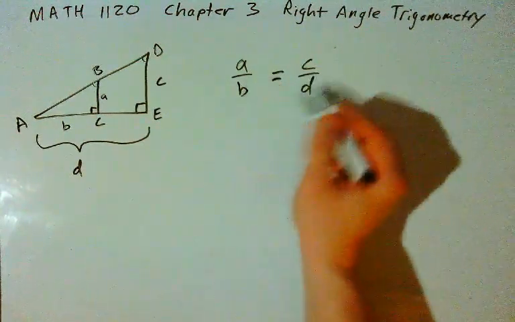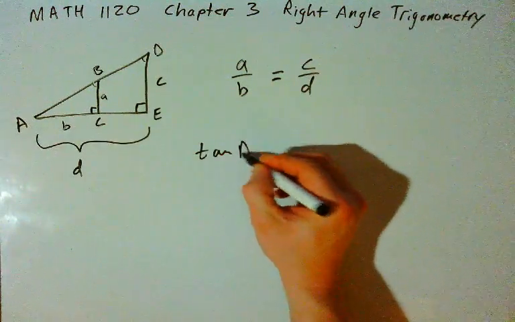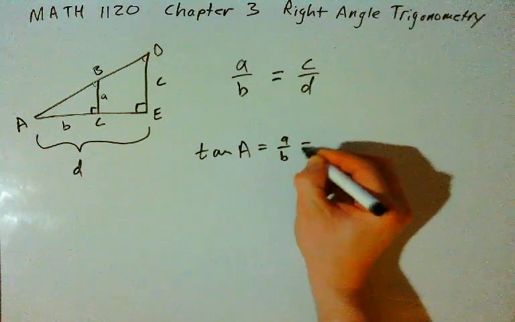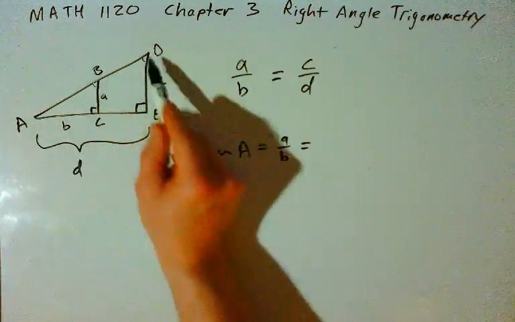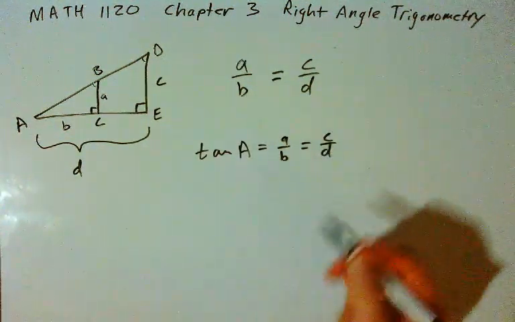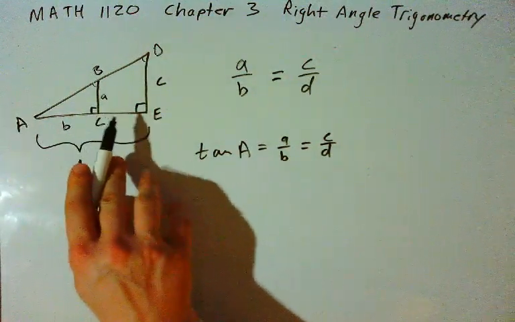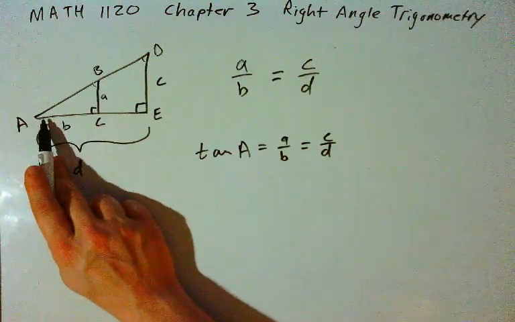And so these ratios are the tangent of A. The tangent of angle A for the small triangle is A over B, and that is going to be equal to the tangent of angle A for the big triangle, which is going to be C over D. And so what this relationship means is that it does not matter how big or small the triangle is, all that really matters is what the angle is.